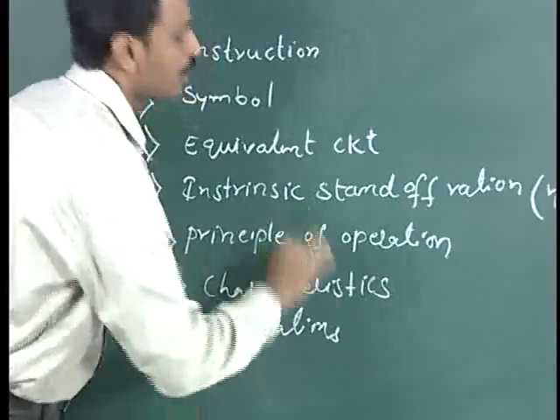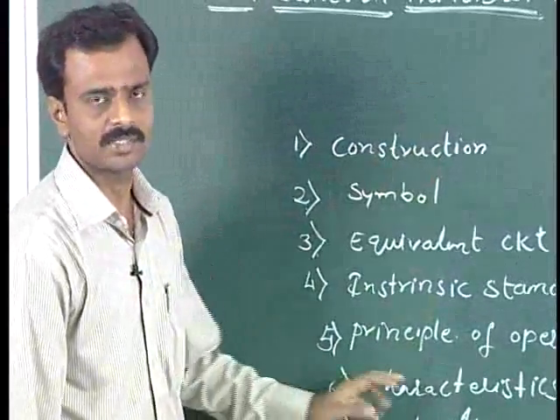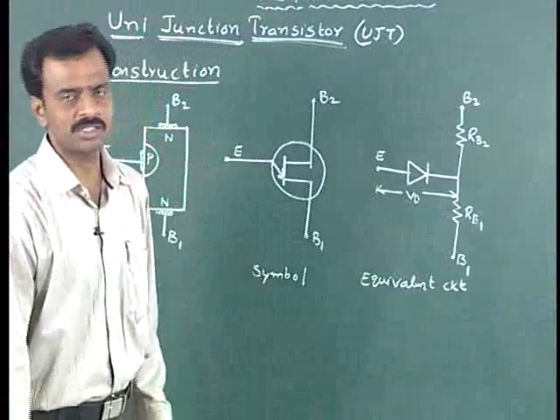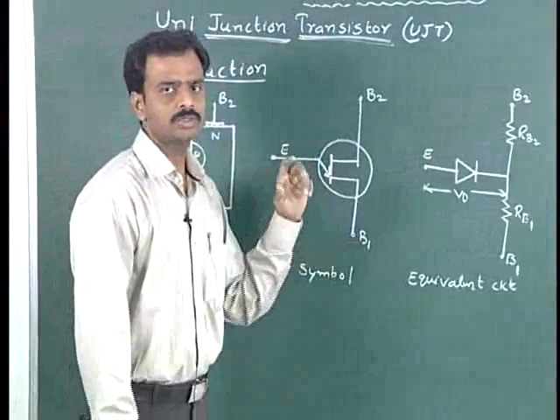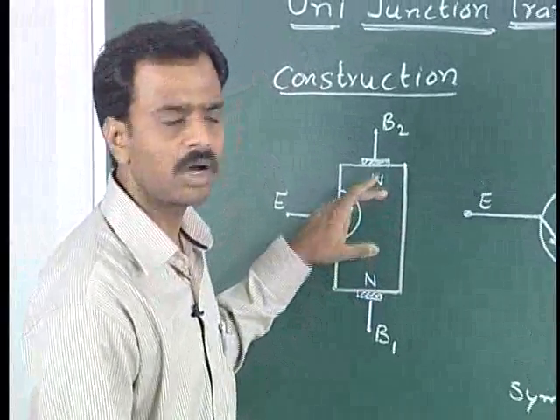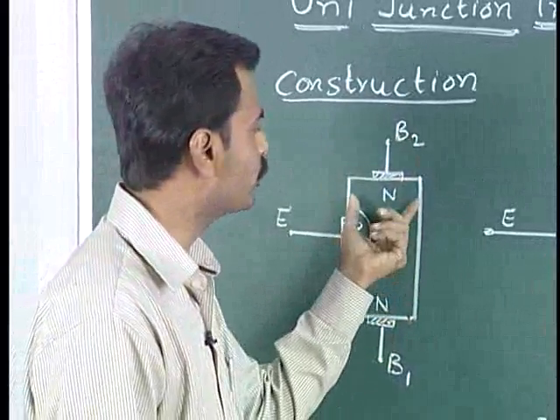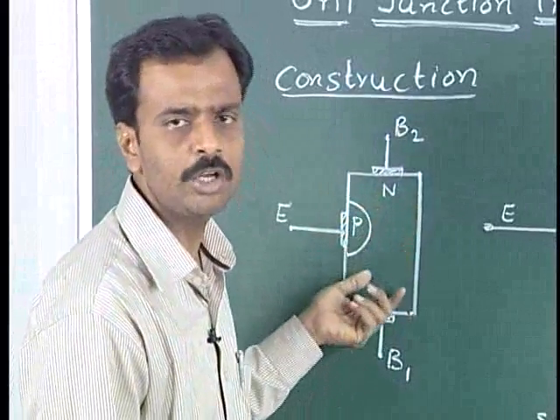So these are the topics we are going to discuss in detail regarding the uni-junction transistor. Now first we will see about the construction, how it will be constructed. First consider a lightly doped n-type silicon bar. It has been considered over here, where the conductivity will be less, as it has been lightly doped.